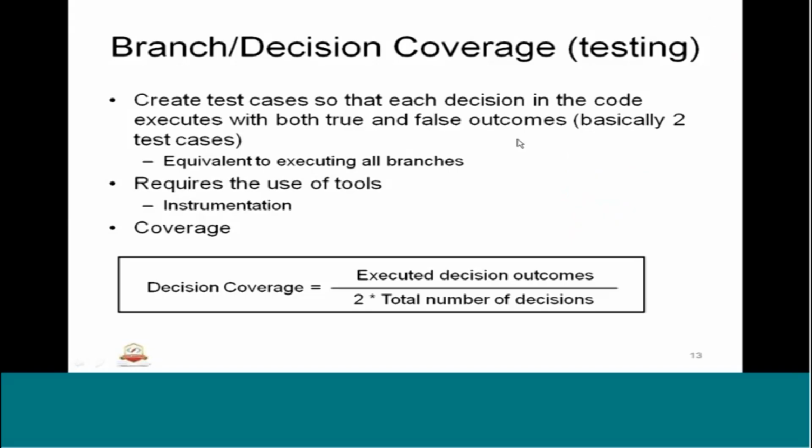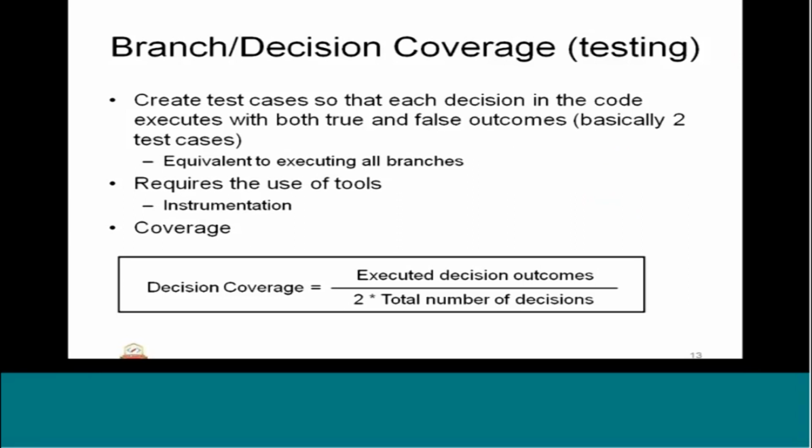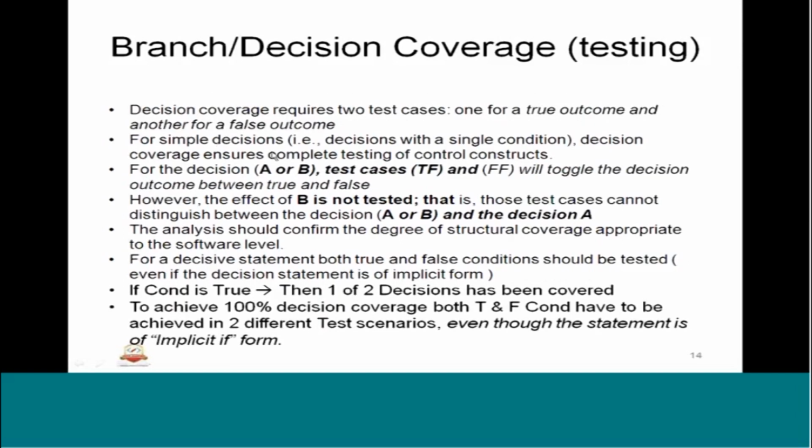Further, decision coverage requires two test cases, one for the true outcome and one for the false outcome. For simple decisions, that is decisions with a single condition, decision coverage ensures complete testing of control constructs. For the decision A or B, test cases true-false and false-false will toggle the decision outcome between true and false. So we have reached that. However, the effect of B is not tested, right? Those test cases cannot distinguish between the decision A or B and the decision A.